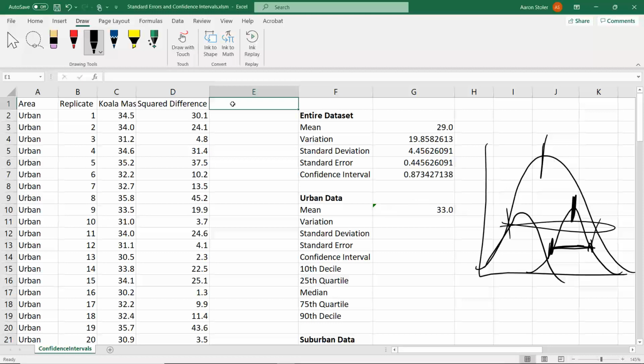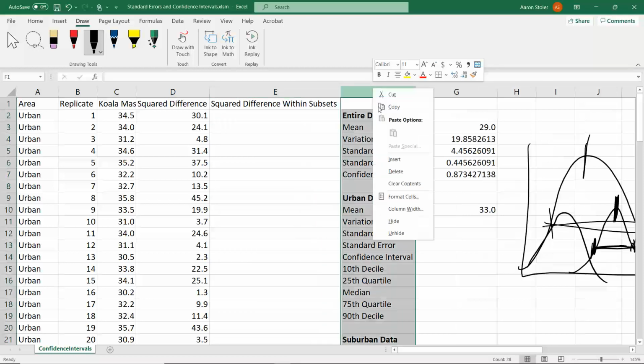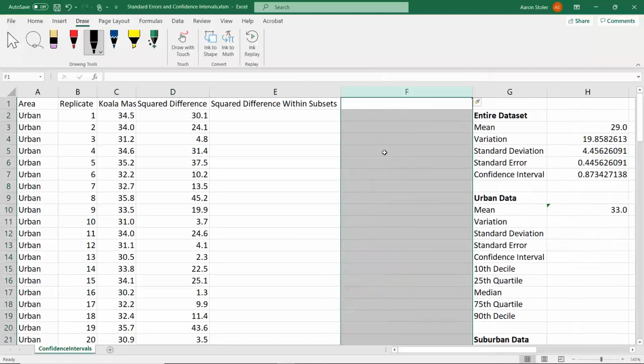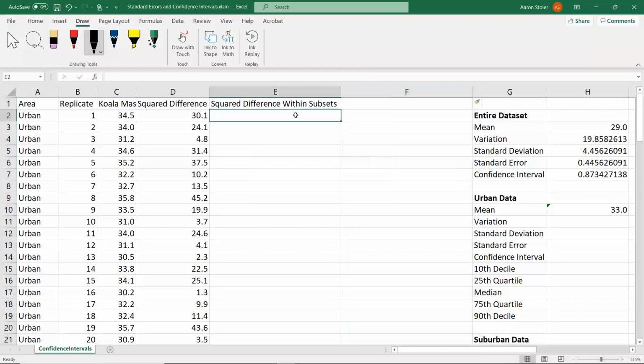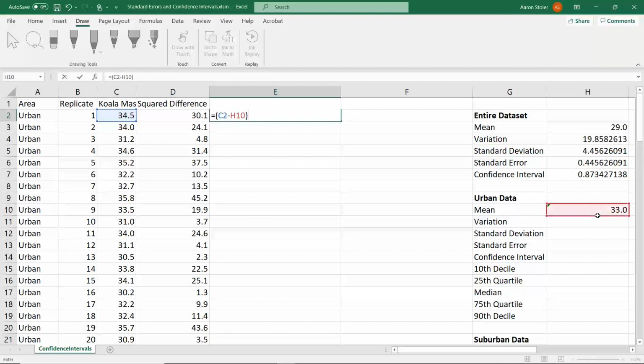So to do that, we need another squared difference column, and we're going to call that within subsets. Let's put another column in here just to give us a little bit of space. In the square difference within subsets, we're only going to do it for the urban data for right now, and it is equal to the mass data minus, not the grand mean, but the urban mean, squared.